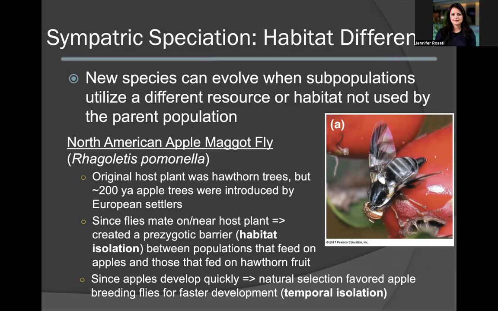Thus, the populations that decided to feed on apples were isolated geographically from those that fed on hawthorn fruit. It is also important to consider that apples develop relatively quickly. This means that natural selection favored apple breeding flies for faster development, thus creating temporal isolation as well, which led to the rapid evolution of this fly.